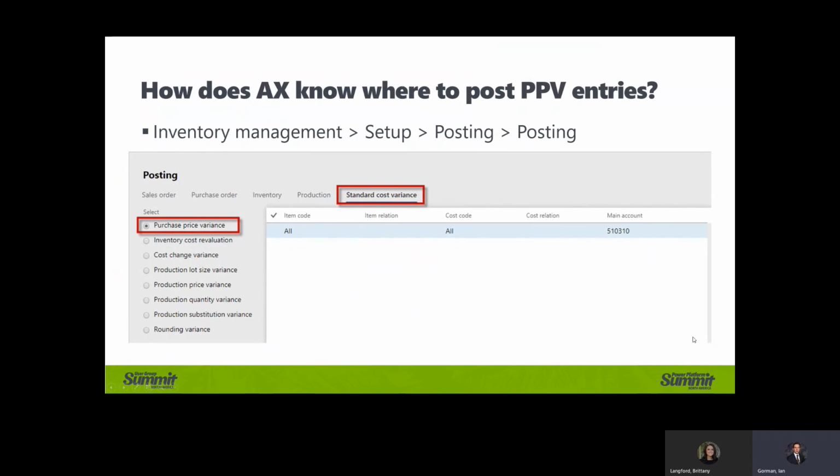One of the last points I would like to mention here too is that the posting profiles dictate where your purchase price variance entries are going to flow to the ledger from. So in the inventory management module, underneath setup, there's the posting profile section itself. There's a tab there called standard cost variance. And from here, you'll see quite a few variances, but we're just going to focus on purchase price variance.